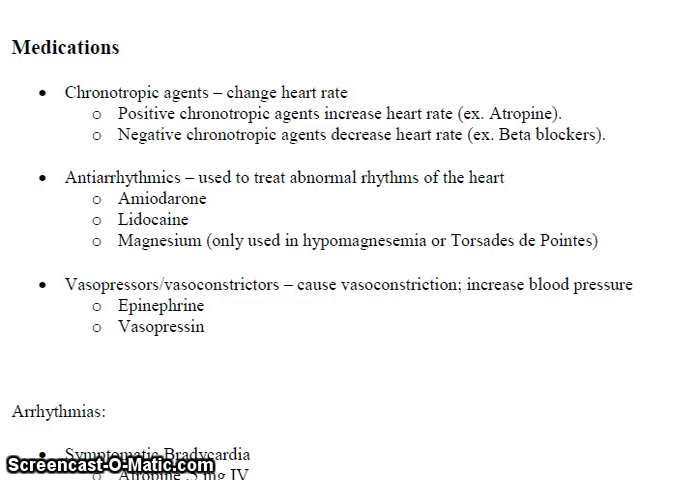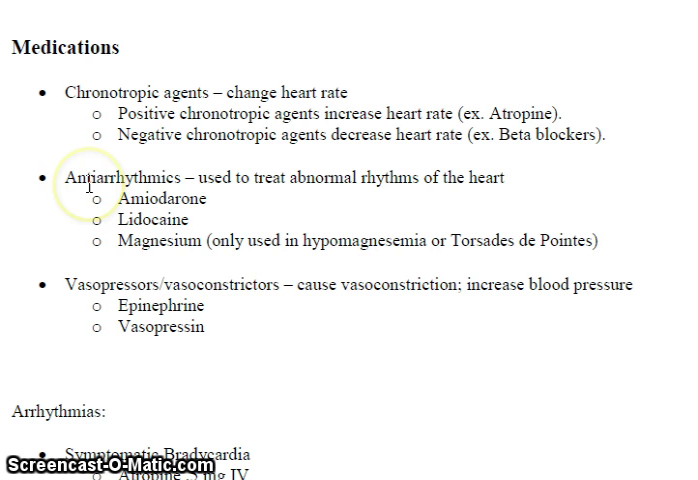This lesson is on medications. So I've started by trying to group some of the more commonly used medications in the cath lab. So we have chronotropic agents, antiarrhythmics, and vasopressors or vasoconstrictors. So starting with the chronotropic agents, you need to know what that term is, and those are drugs that can change the heart rate. So there are positive ones that increase heart rate, such as atropine, and then there are negative ones that decrease heart rate, such as beta blockers.